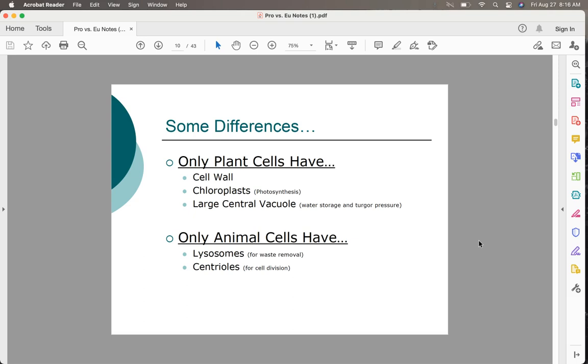Animals do not have those things, but animals do have other things that are special to them. Only animal cells have lysosomes and centrioles. Lysosomes are for waste removal. You can kind of think of them like little trash cans. They will go around and collect waste in the cell and then dispose of it. And then centrioles are used for cellular division in animal cells. There's a similar process that occurs in plant cells, but we'll get to those details later when we get into cell reproduction.